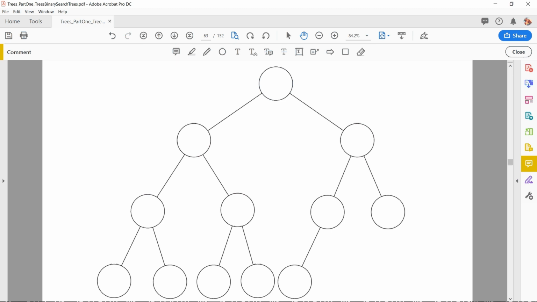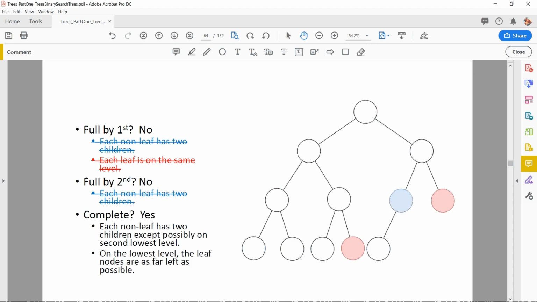Take a look at this one. So this is not full by either definition, but is complete. So does each non-leaf have two children? Well, no, that's not true because here's a non-leaf with one child. So because of that, it's not full by the first definition or by the second. It also doesn't even meet the second part of the first definition for full, that each leaf has to be on the same level. So it's not full using either definition.